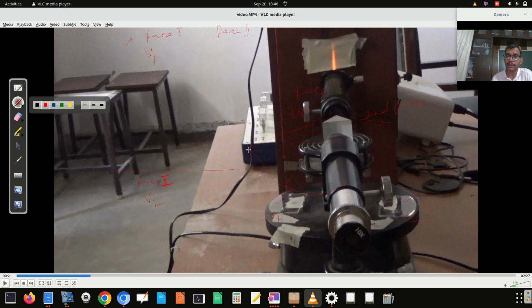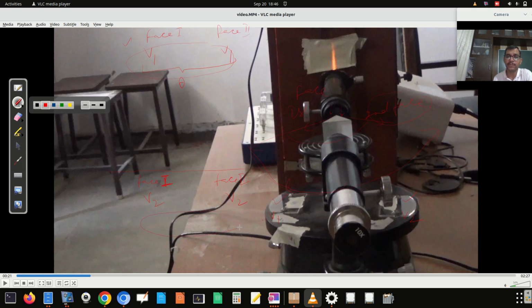Then we will rotate it back from here to here. Now we are looking at the second phase with the help of the telescope. Now we have to take the reading of Vernier V1 again, and similarly we will again take the Vernier V2 reading for phase 2, like this. So that means the reading of V1 for phase 1 and phase 2 gives the measurement of angle theta. The difference of these two values is basically theta.